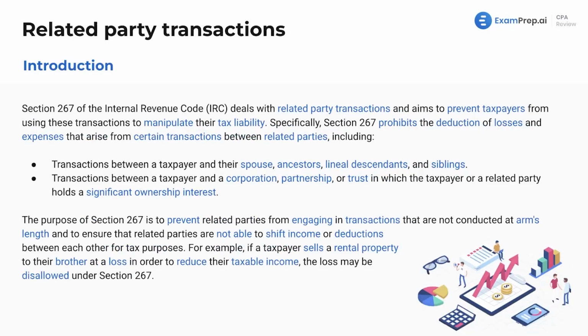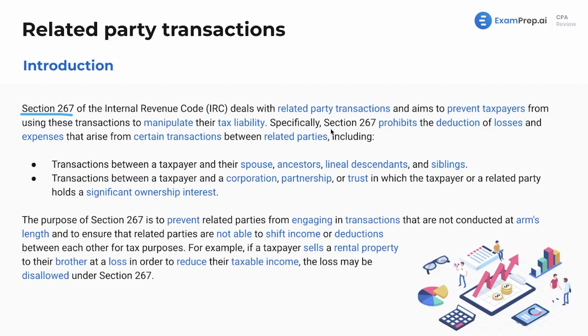Related party transactions, we're diving into section 267. You don't need to memorize that this is section 267. However, we probably will see this so much that you're going to associate section 267 with related party transactions, which is fine. Of the IRC, this is going to deal with related party transactions, and this aims to prevent taxpayers from using these transactions in order to manipulate their tax liability.